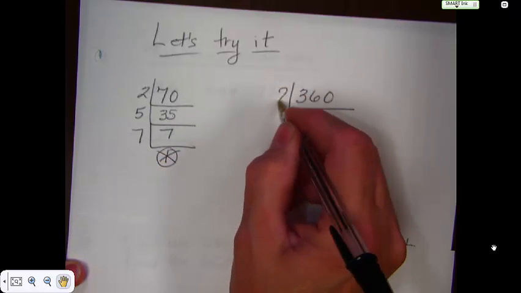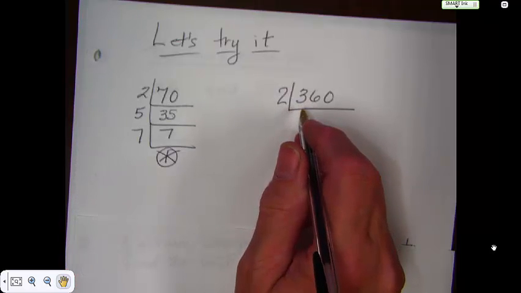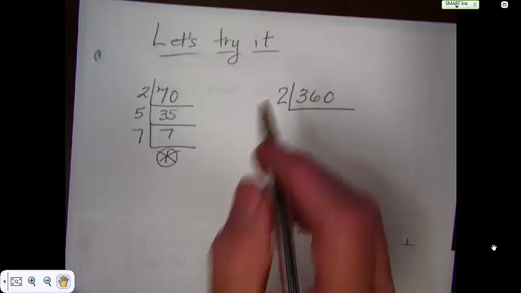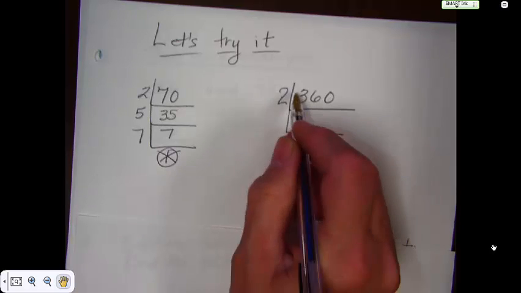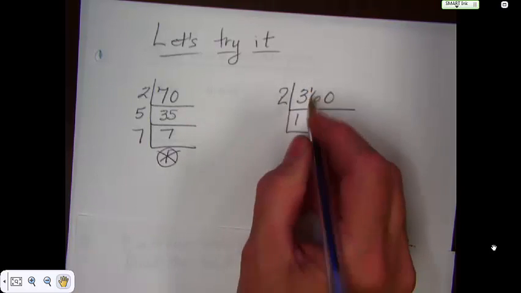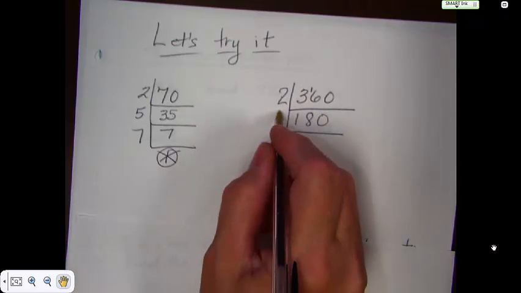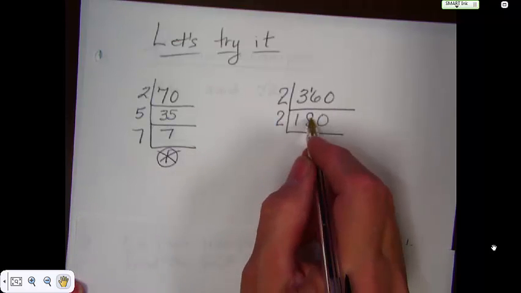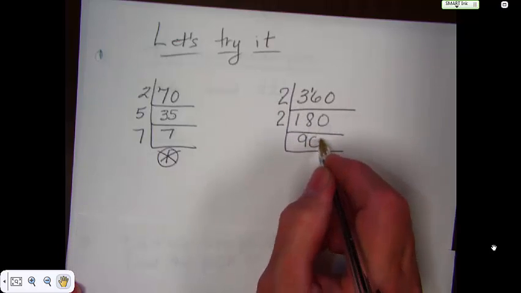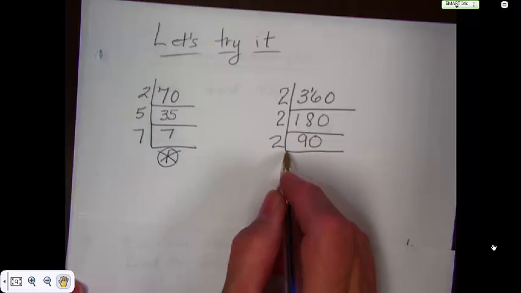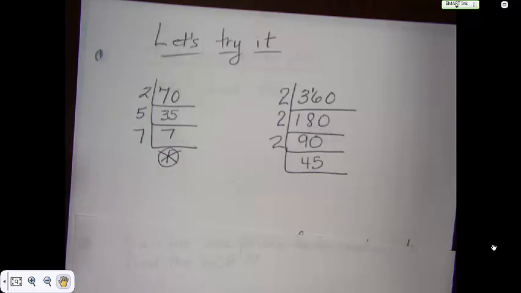360, wow, that's a big number. 2 goes into 360. How many times? Well, I don't know off the top of my head, but I could find out because 2 goes into 3 one time with a remainder of 1. 2 goes into 16 8 times with no remainder, so 180. It's even, so I'm going to do it again. 2 goes into 18 9 times, and you have a 0 there. 2 goes into 90 45 times, and then I can't divide it by 2 anymore.